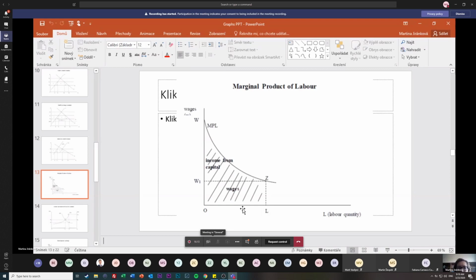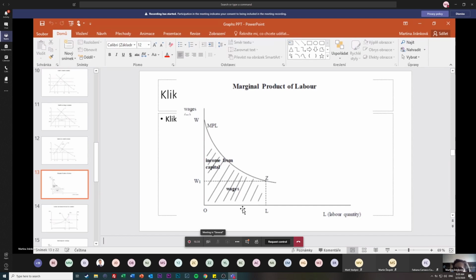What's the labor movement? You can see the graph we have talked about. The name of the graph is the marginal product of labor. Please write the assumptions under which this graph was drawn.